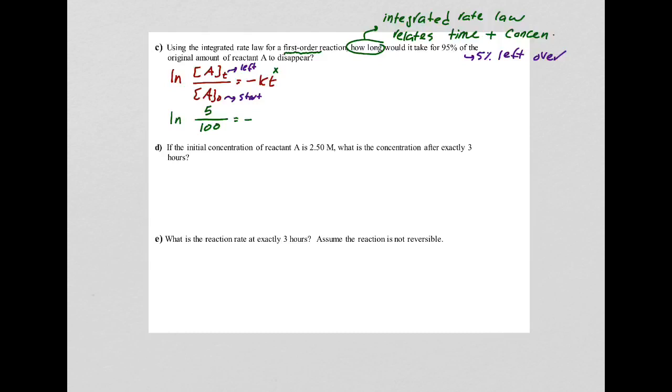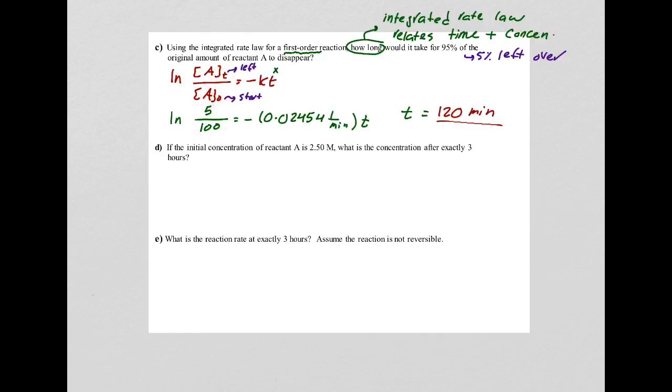Equals minus, I have K from the last part of the problem, 0.02454 per minute, and then I can solve for T. If I solve for T, what I'm going to end up getting is, with 2 sig figs, don't forget the sig figs, 120. What's the unit? 120 minutes.